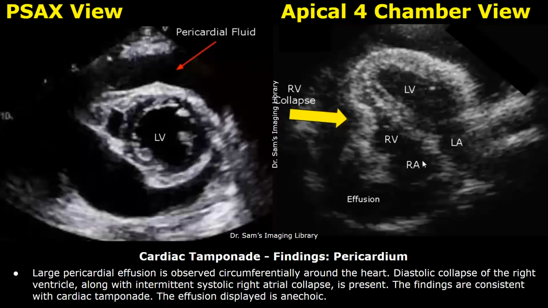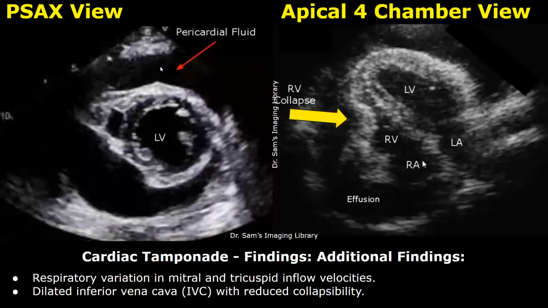Large pericardial effusion is observed circumferentially around the heart. Diastolic collapse of the right ventricle along with intermittent systolic right atrial collapse is present. The findings are consistent with cardiac tamponade. The effusion displayed is anechoic. Additional findings include respiratory variation in mitral and tricuspid inflow velocities, dilated inferior vena cava with reduced collapsibility.